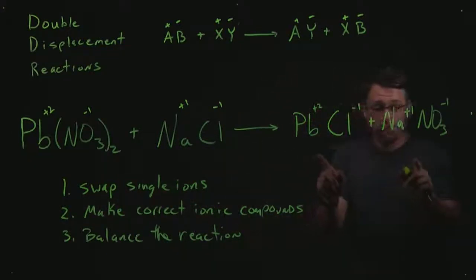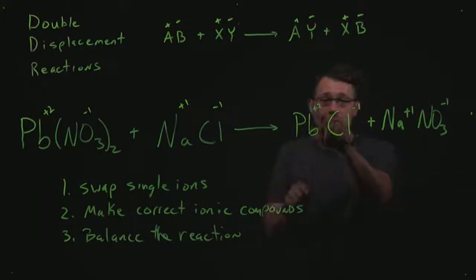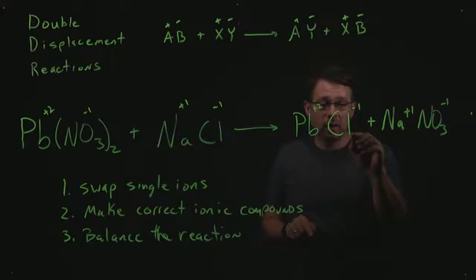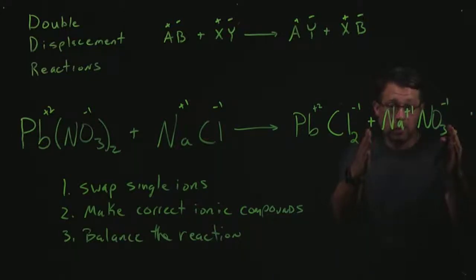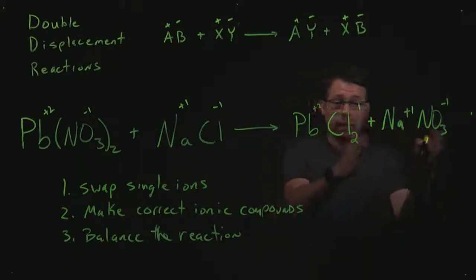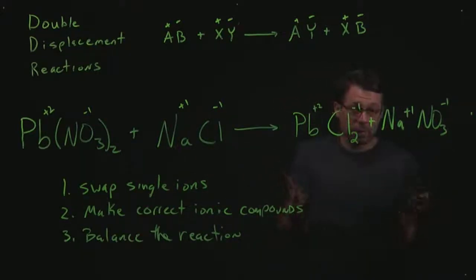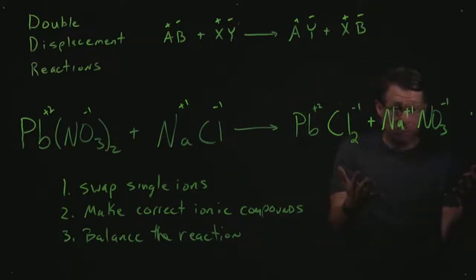Now to make correct ionic compounds, what we have to do is take into account these charges. So +2 and -1 means that I need 2 of these to make this a correct ionic compound. +1 and -1, that's neutral, so I don't have to do anything. That is a correct ionic compound. So I have overall correct ionic compounds, but it isn't balanced because when I put a 2 here, I only had 1 on this side. And when I only took 1 of these nitrates, my equation isn't balanced.